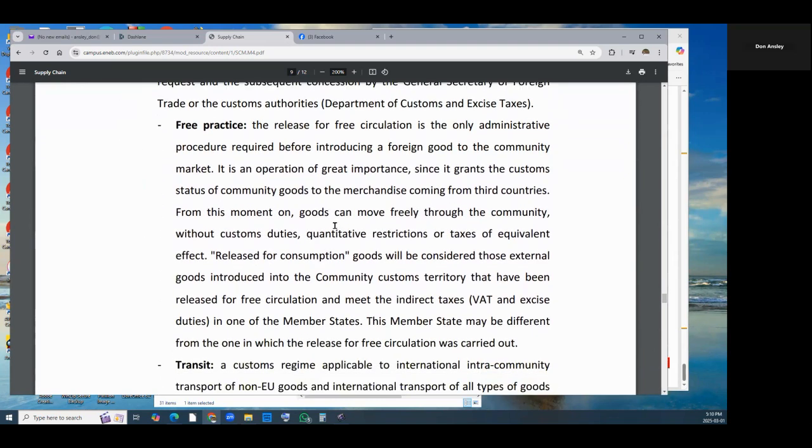Free practice. A release for free circulation is the only administrative procedure required before introducing a foreign good to the community market. It is an operation of great importance since it grants the customs status of community goods to the merchandise coming in from a third country. And from this moment on, goods can move freely through the community without customs duties, quantitative restrictions, or taxes of equivalent nature. Released for consumption goods will be considered those external goods introduced into the community customs territory which have been released for free circulation and meet the indirect taxes, VAT, and excise duties in one of the member states. This member state may be different from the one in which the release for free circulation was carried out.